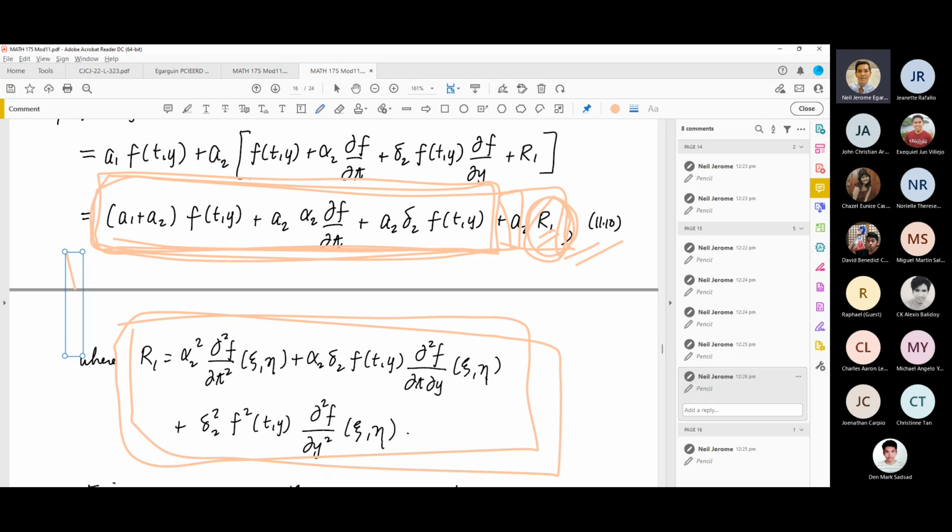Para makita natin ano dapat yung value ni A1, ni A2, ni alpha 2 at saka ni delta 2. Because if that's the case, again, these three terms will be order 2 approximation para sa right-hand side ng Taylor's formula of order 2. All right? Is the process making sense? Sound ba yung plan natin?